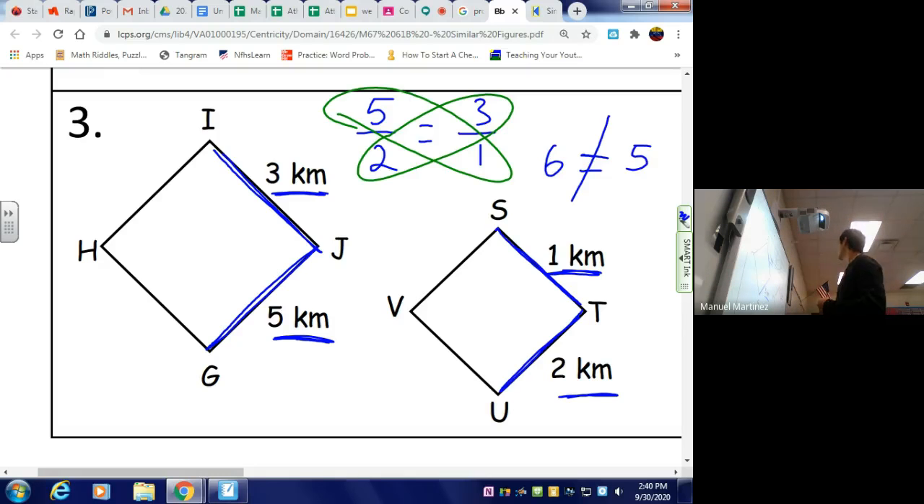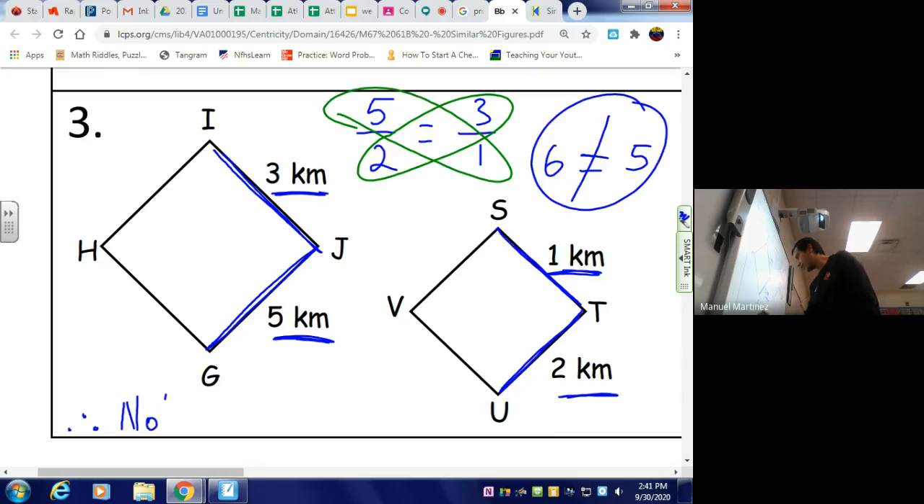Because we got a different answer here, we're going to say therefore, these figures are not similar. And that's going to be your answer.